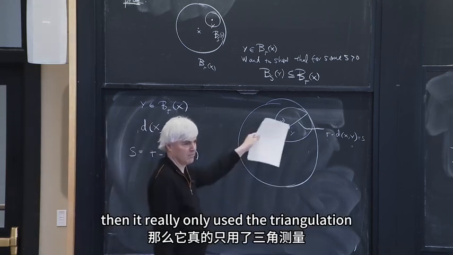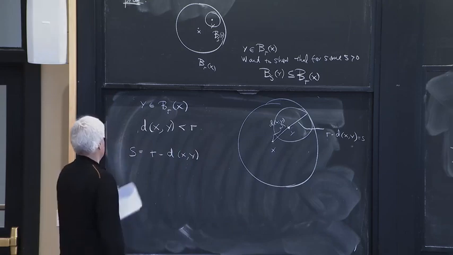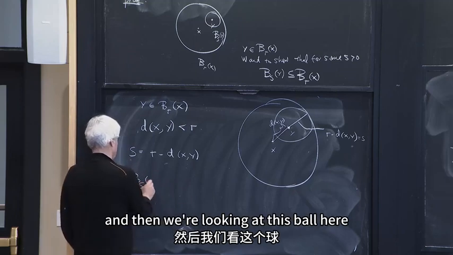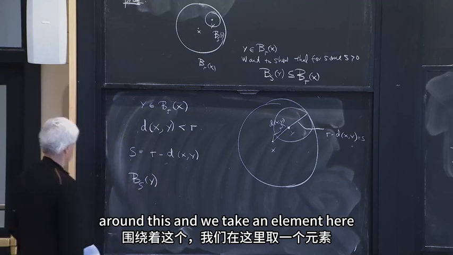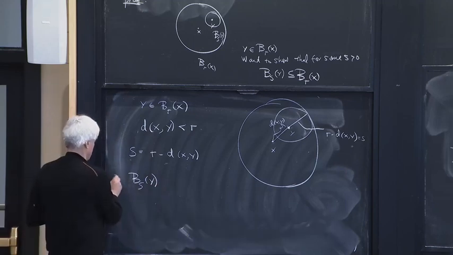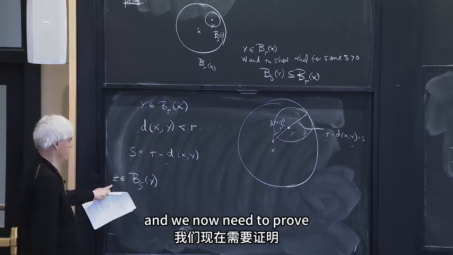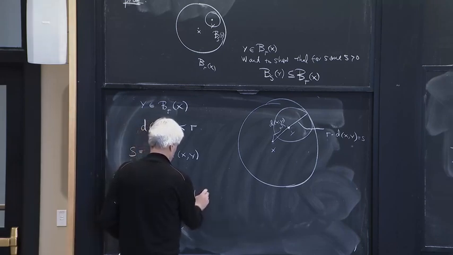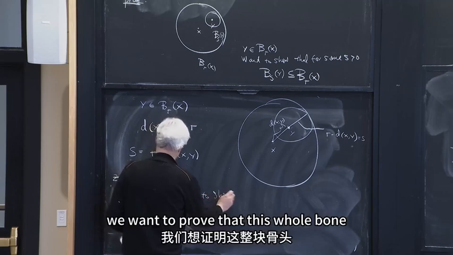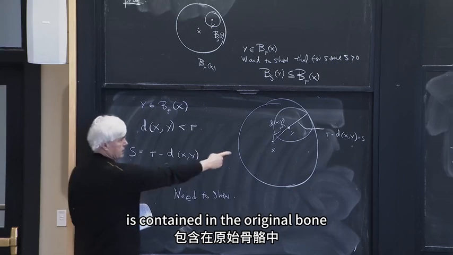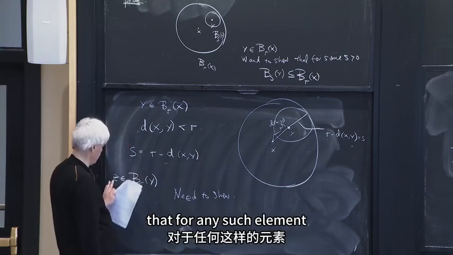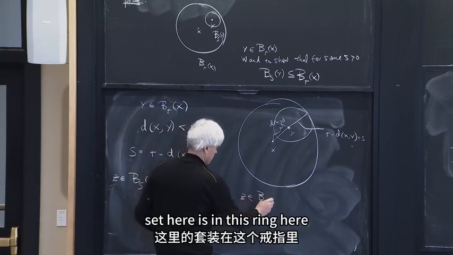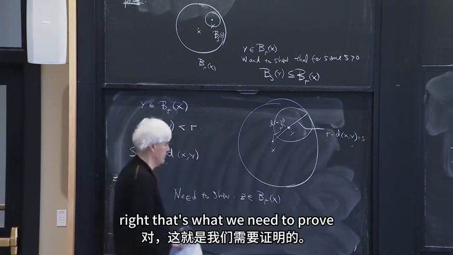If that works, then it really only uses the triangle inequality. So we're setting S equal to this, and then we're looking at this ball around Y of radius S. We take an element Z in this ball, and we want to prove that this whole ball is contained in the original ball. So this means that we need to prove that for any such element, Z is in the original ball. Right? That's what we need to prove.